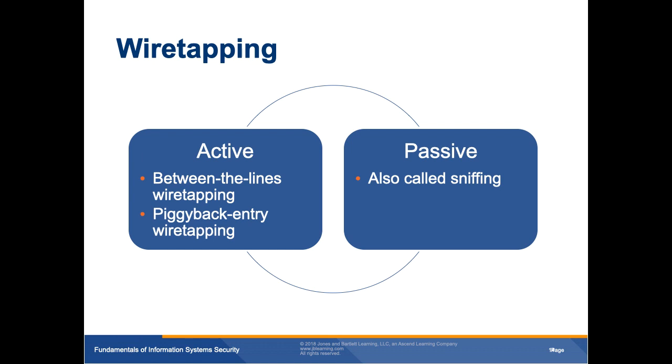Piggyback wiretapping intercepts and modifies the original message by breaking the communications line and routing the message to another computer that acts as the host. So between-the-lines just sends stuff and changes information or sends additional information during breaks. Piggyback wiretapping actually modifies the message. And then passive wiretapping is the sniffing, using sniffers, and that's just watching all the data on the line.